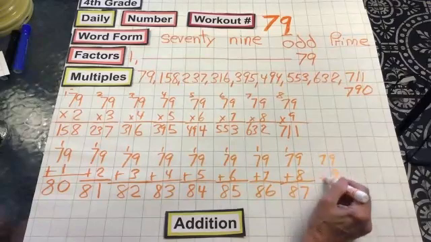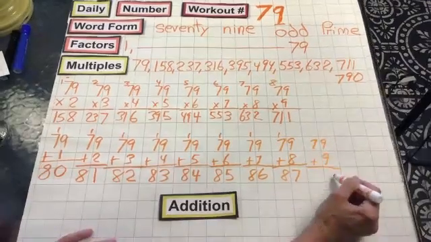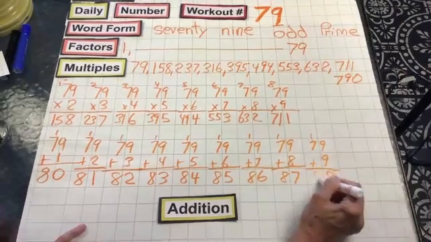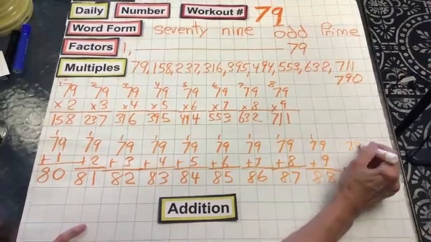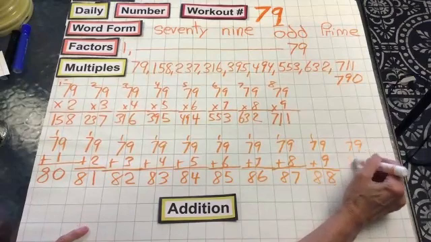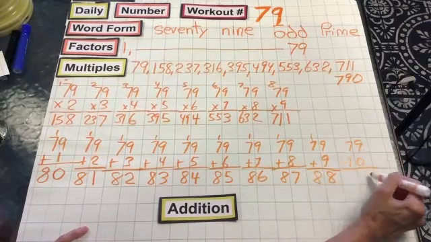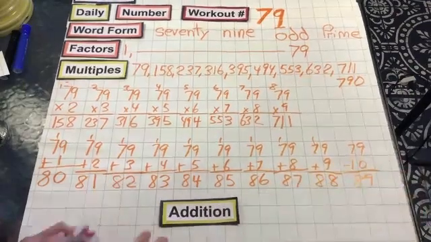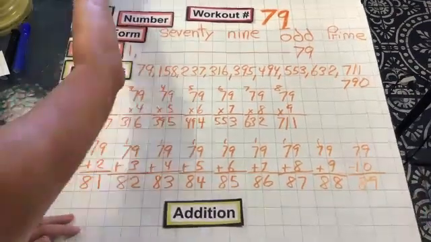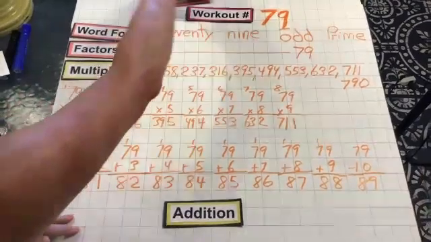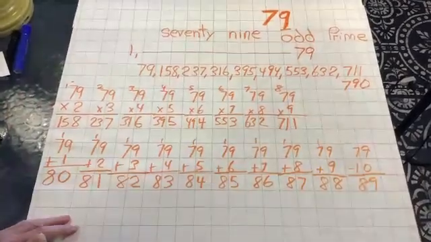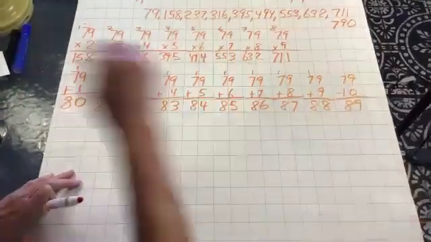79 plus 9. 9 plus 9 is 18. Drop the 8, carry the 1. 1 plus 7 is 8. And last but not least, 79 plus 10. 9 plus 0 is 9. 7 plus 1 is 8. And there we have our addition. Let me clear off my cards here so we can do subtraction without dumping them on the ground.